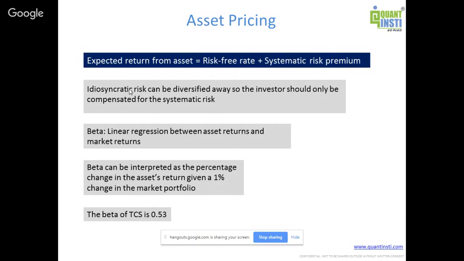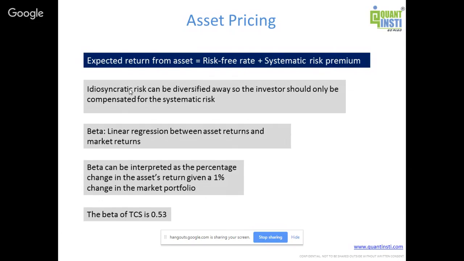expected return from any asset, for example TCS, is nothing but the risk-free rate. Risk-free rate is maybe a government of India bond, because for India, if they default, everyone will default. So they don't have a risk. We can safely lend to the government of India. At the same time, it's not risk-free to lend to corporates such as Reliance Capital. They might default anytime. So the risk-free rate in our case will be the government of India, whatever they are giving as a return.